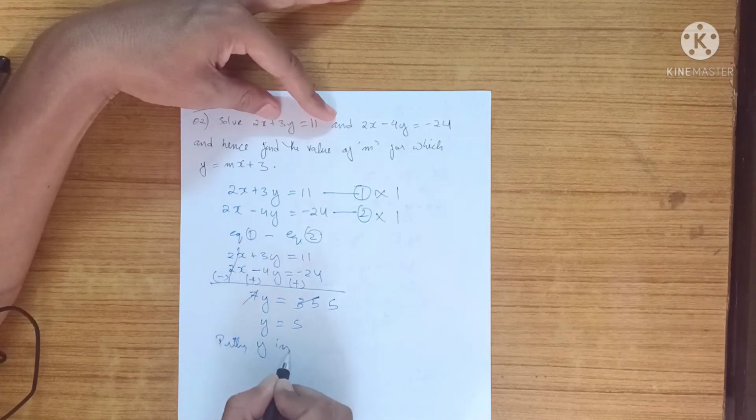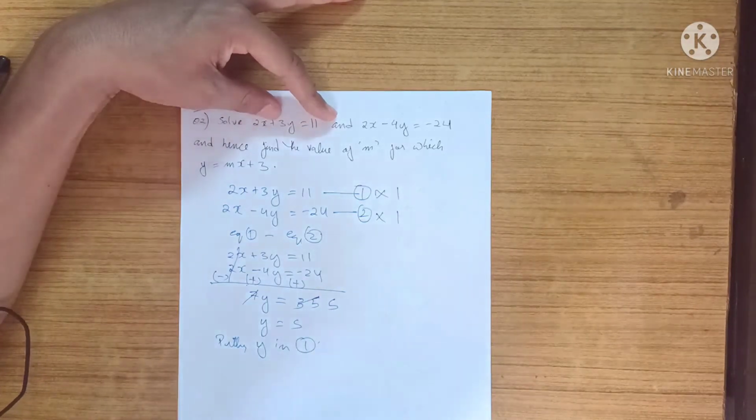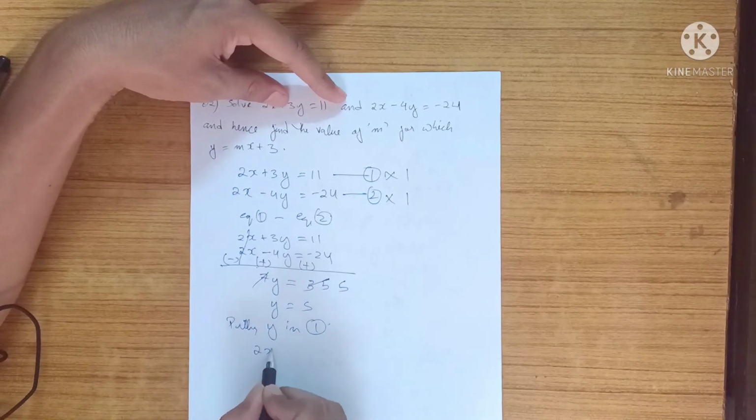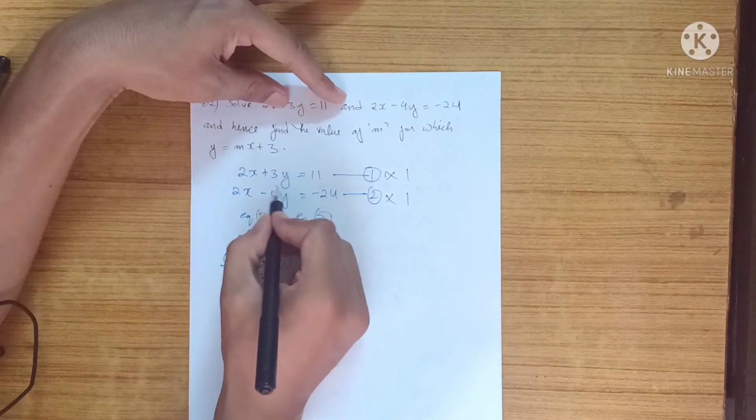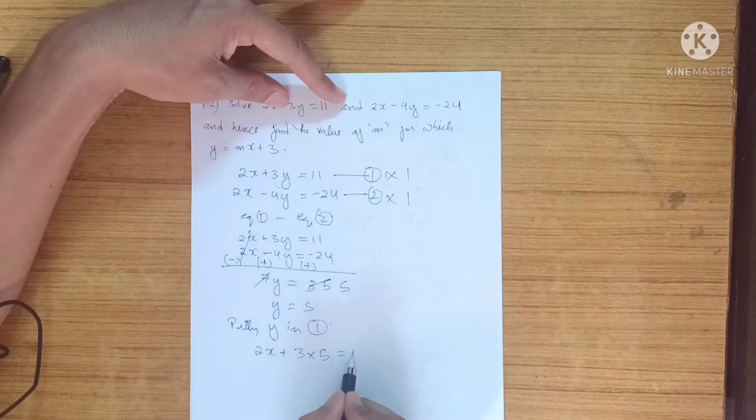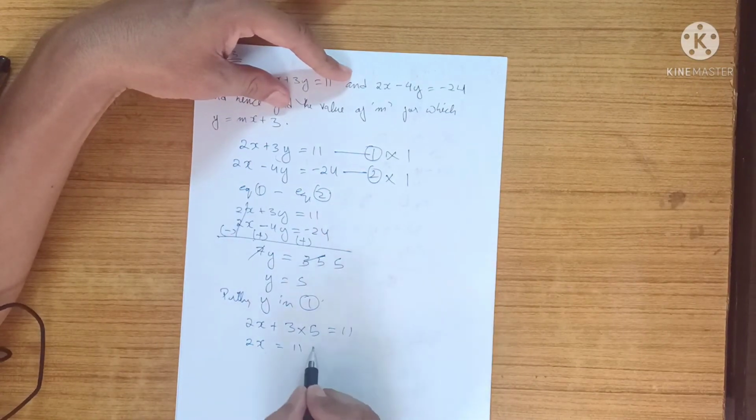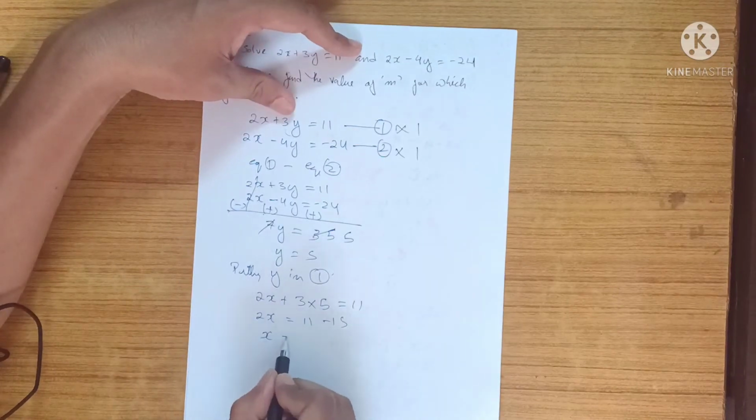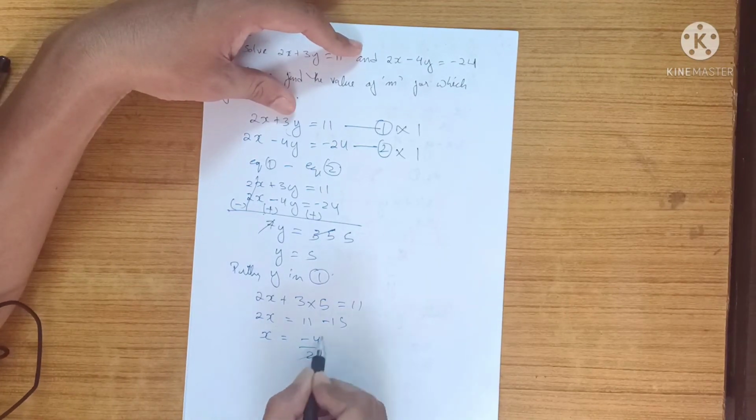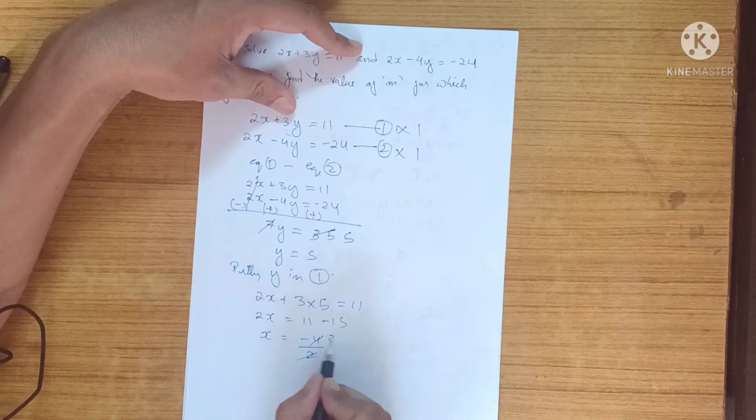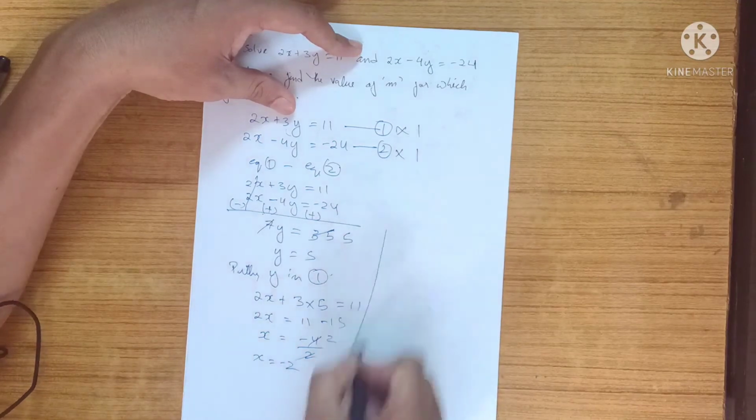Putting y in equation 1, we can put it in 2 also, it doesn't matter. 2x plus 3 into, instead of y, I'm going to put 5. So 2x equal to 11 minus 15. This 15 goes there, it becomes minus 15. x equal to minus 4 by 2. So we're getting minus 2. x equal to minus 2.